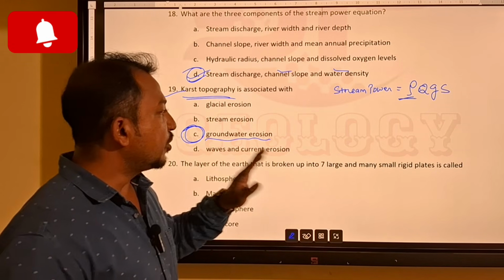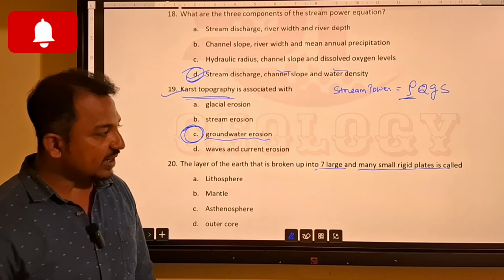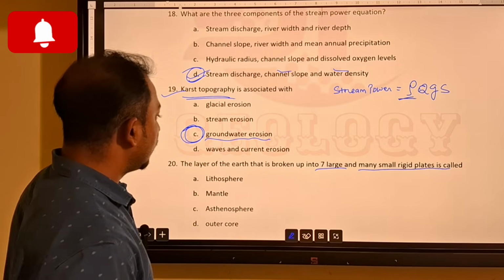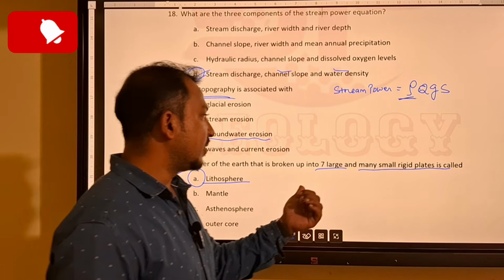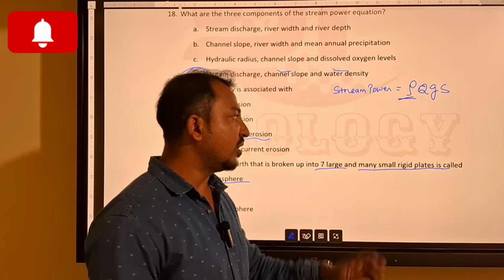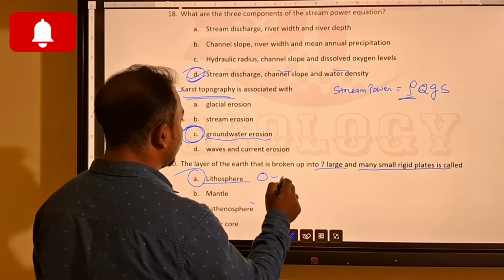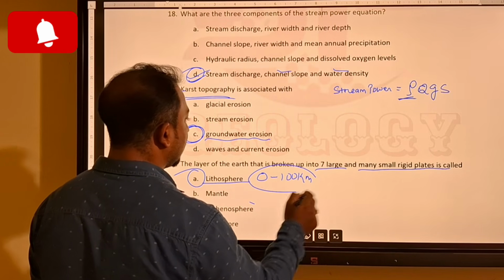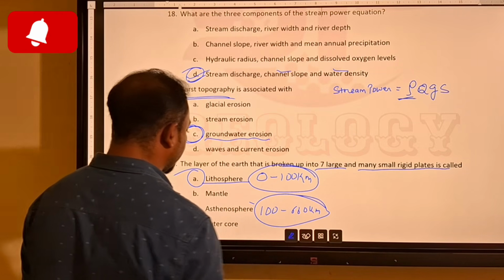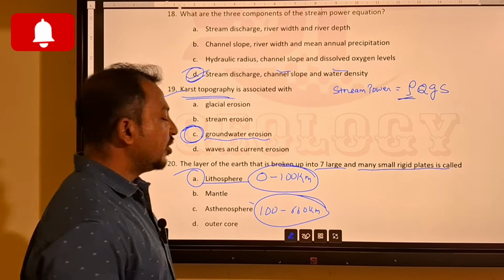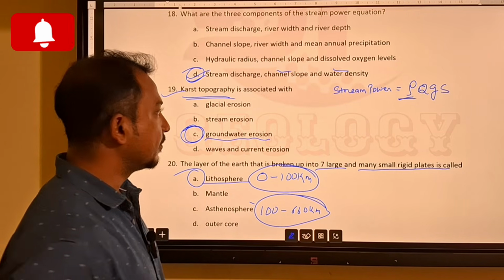The layer of the earth that is broken into 7 large and many small rigid plates, what we will call lithospheric plates, or you can say tectonic plates. So that is your lithosphere. So lithosphere is our plates which are broken into 7 large plates and many smaller rigid plates. It floats on the asthenosphere, where 0 to 100 kilometer is your lithosphere, and 100 to 660 kilometer is your asthenosphere. So lithosphere floats on asthenosphere. Lithosphere is brittle and asthenosphere is ductile.